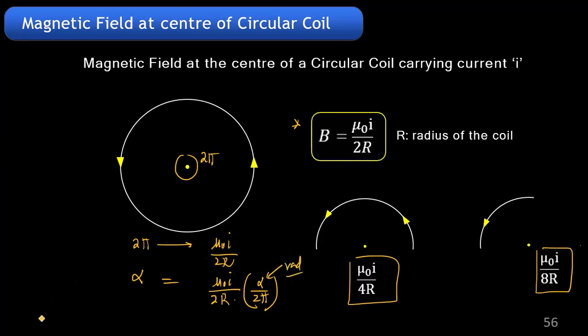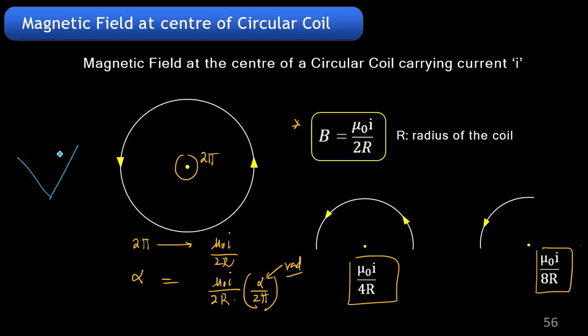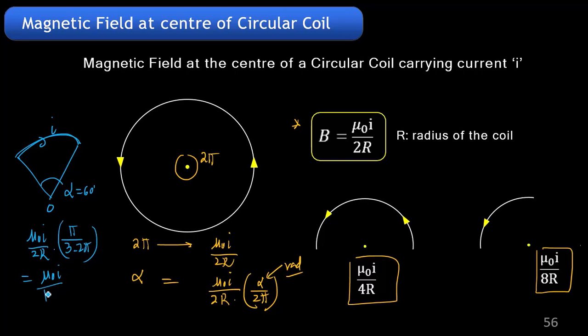So if there is one loop which makes an angle of 60 degrees at the center, which is part of the loop, so alpha equals 60 degrees is given. Current is flowing in this direction, and you want to calculate the magnetic field at the point O. So your formula should be mu naught I by 2r into alpha, alpha meaning pi by 3, divided by 2 pi. So 1 by 6. That is mu naught I by 12r. That will be your answer.